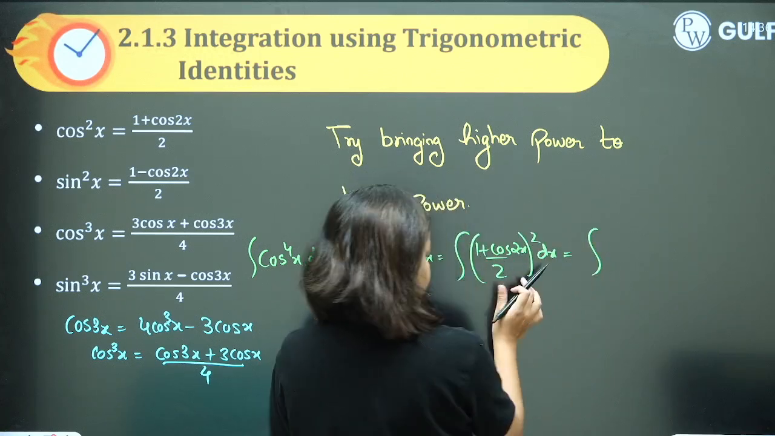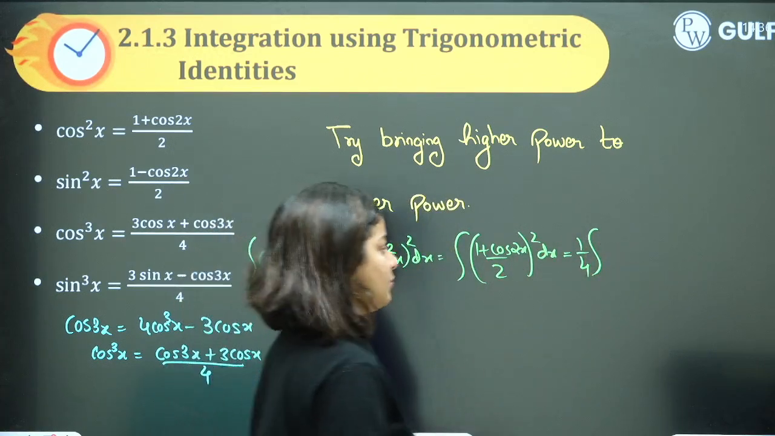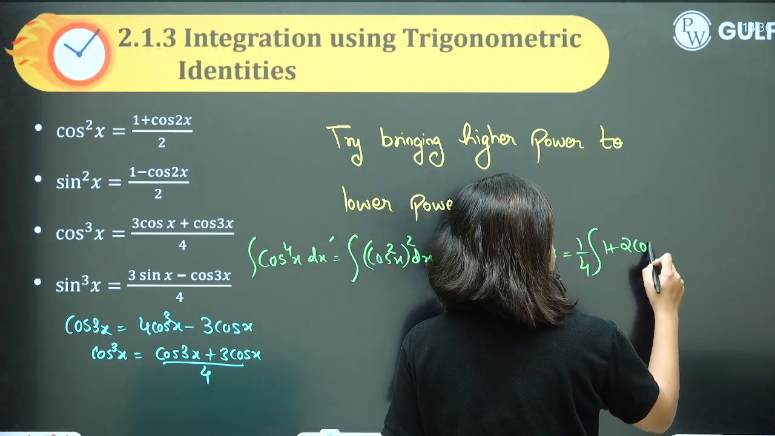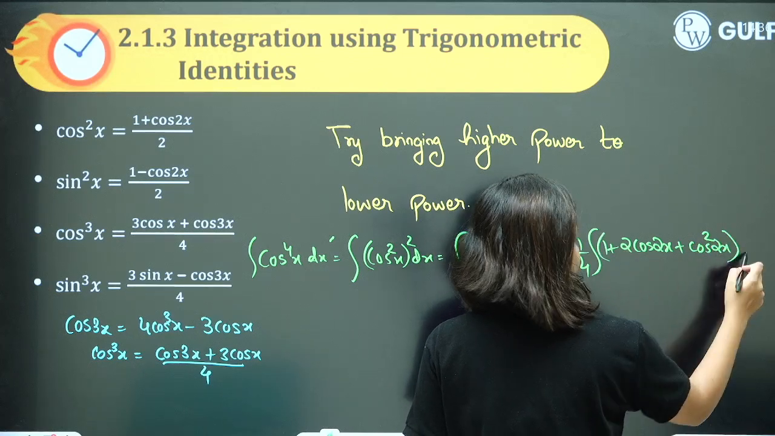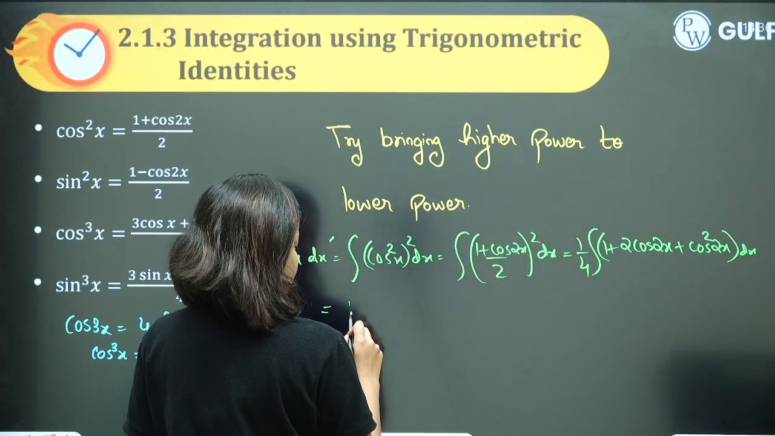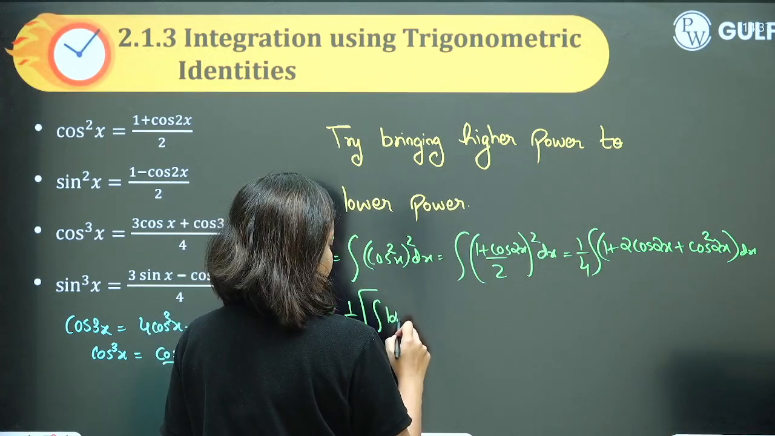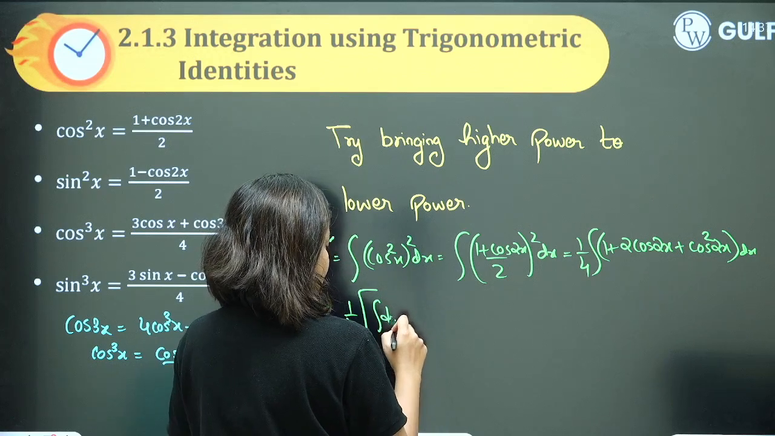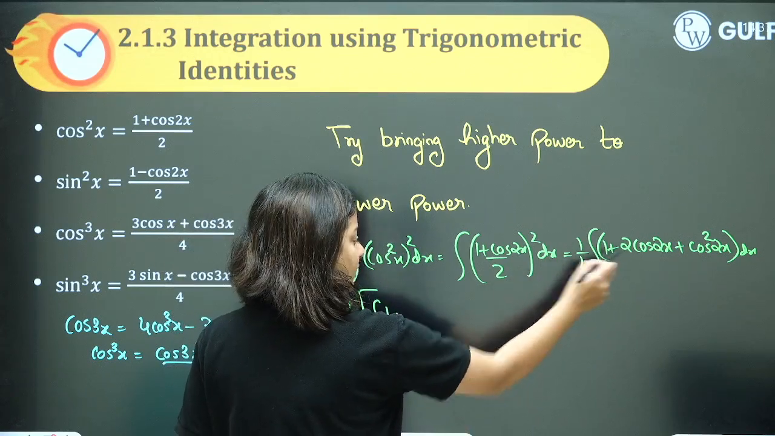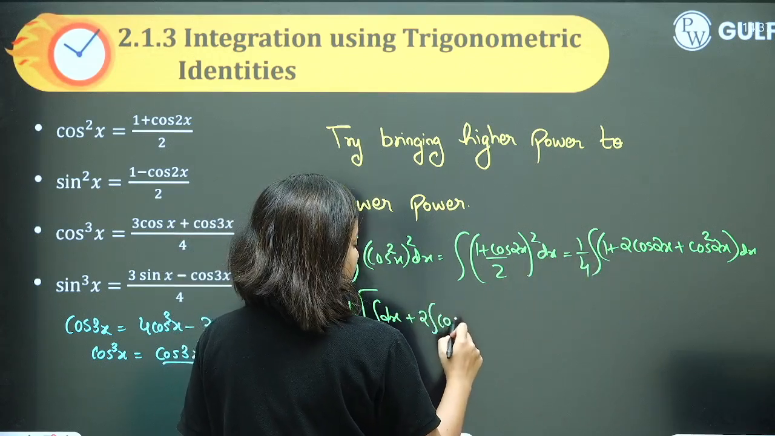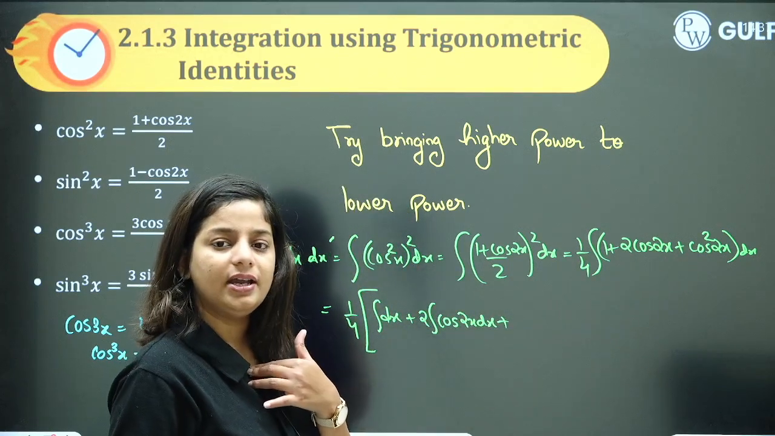And now this 2 square, 4, comes out. (1 plus cos 2x) the whole square: (a plus b) the whole square is a square plus 2ab plus b square. Now can you see the question has been simplified a lot. You all can solve. Integration of 1 dx is x, not 1. Then 2 times the integral of cos 2x dx. And then once again you have a square. Oh man, a square has come again.